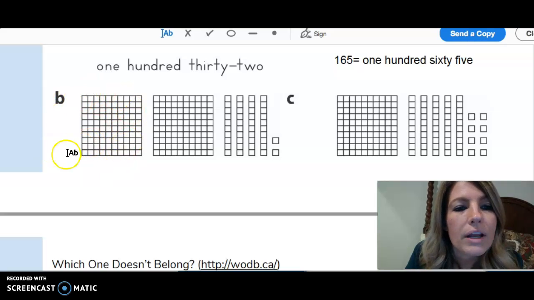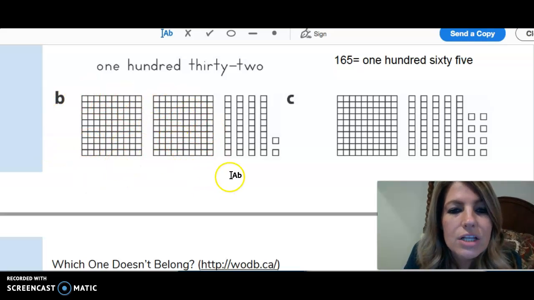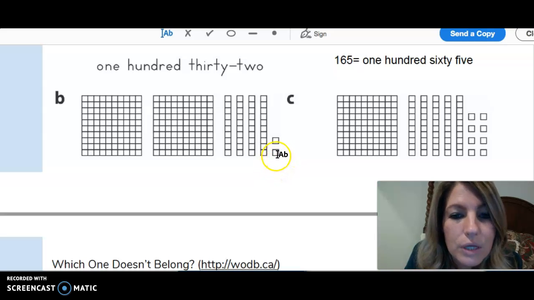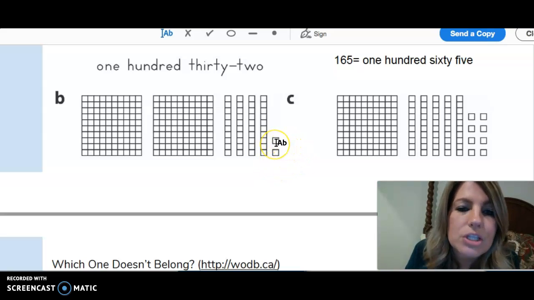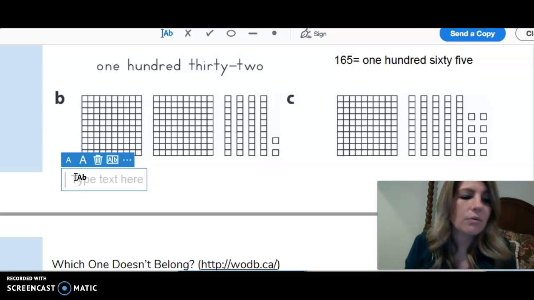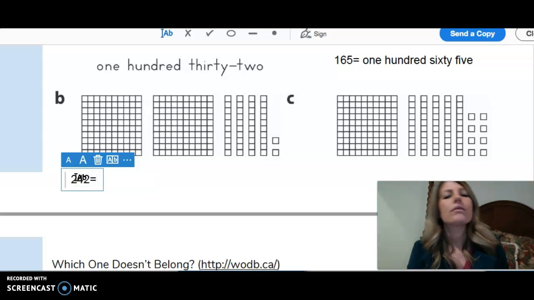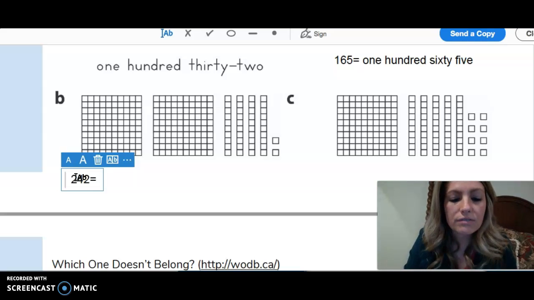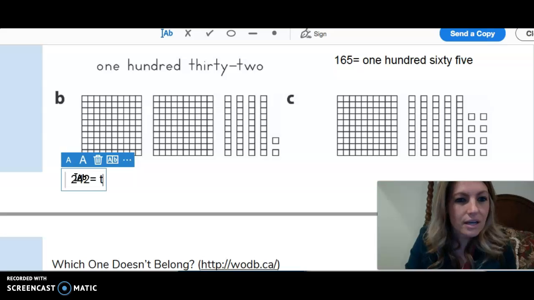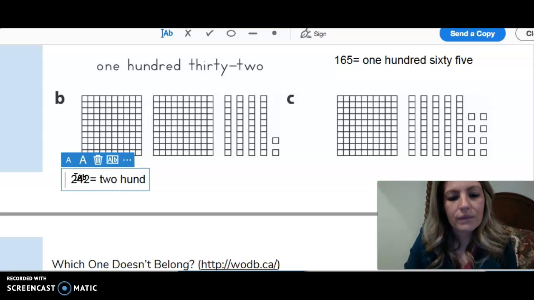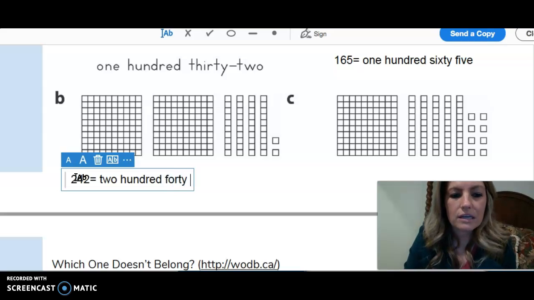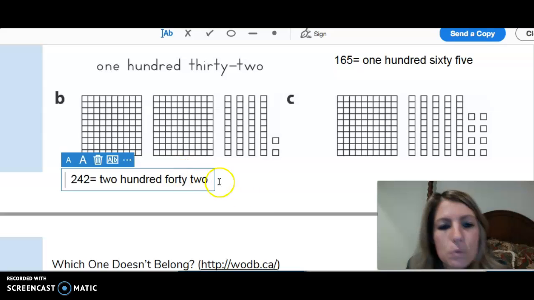We've got 100, 200, 210, 220, 230, 240, 241, 242. So we've got 242. All right, and if I were to write that down in word form using my words and letters, I would say 242. We've got 242 here.